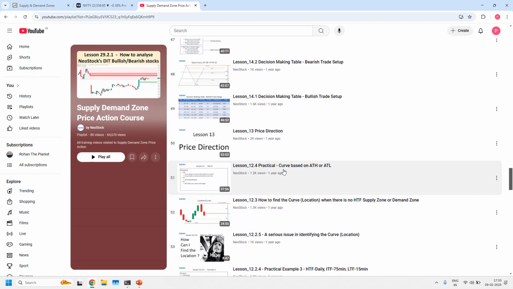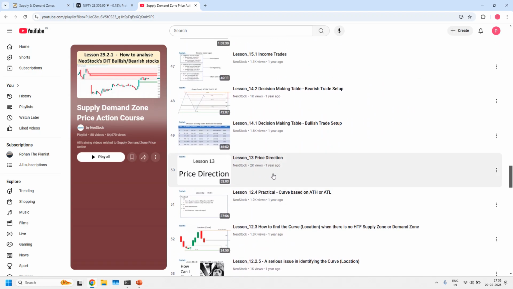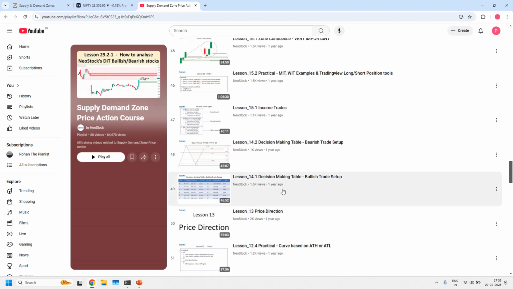And next, in lesson 13, price direction. It is a new concept I developed. It is very, very important in bullish trade setup. Combining the lesson 13 and lesson 12 concepts, and even the trend concept, all the 3 concepts together, I defined some rules. That is the decision making rules for identifying bullish and bearish trade setup.